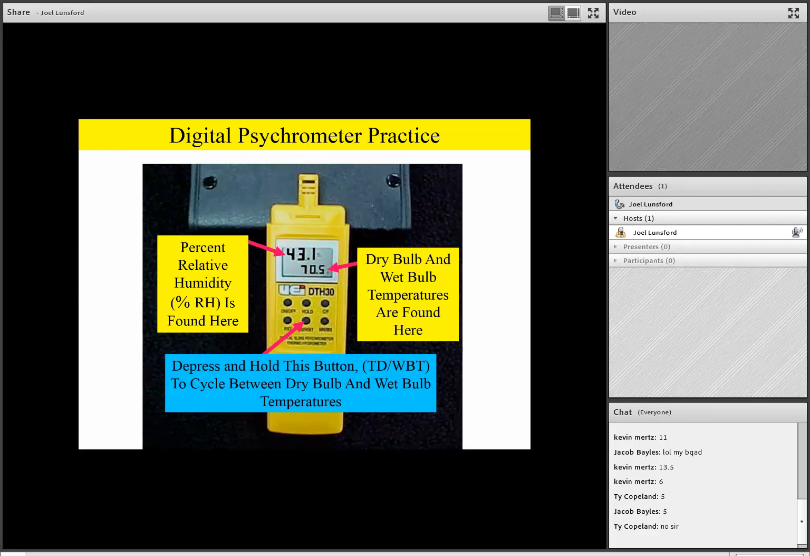In our example, we have a UEI, but there's lots of manufacturers out there. Fluke, UEI, and Field Piece are just a few examples of manufacturers that make this tool. It's very, very important if you hope to properly charge a system utilizing the superheat charging chart with a piston on the indoor coil, you have to be able to find wet bulb, dry bulb, and relative humidity.